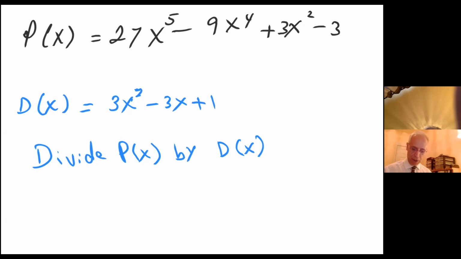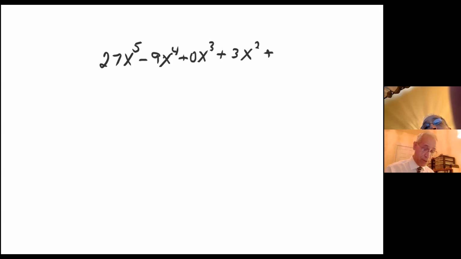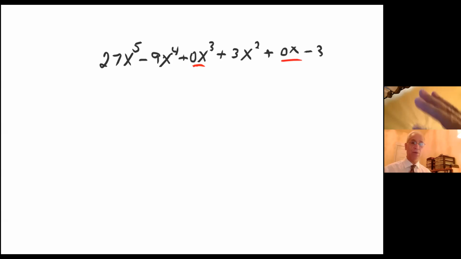Let me go to the next page. So I'm going to write this as 27x^5 - 9x^4 + 0x^3 + 3x^2 + 0x - 3. So these two that I just introduced, these are called dummy variables. So they're kind of placeholders.